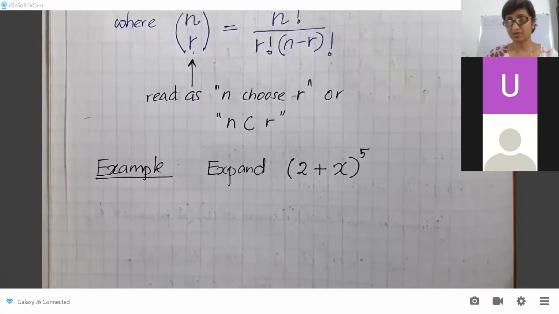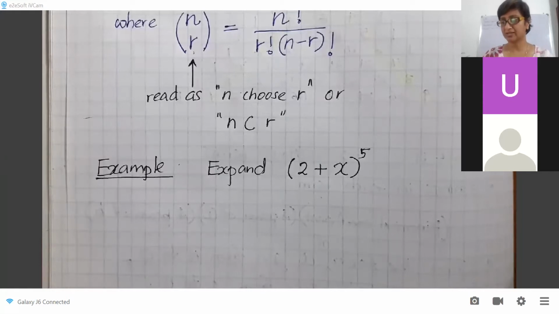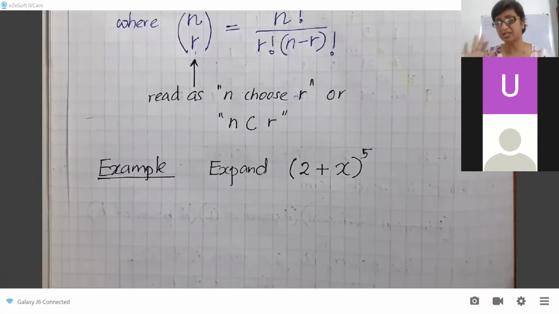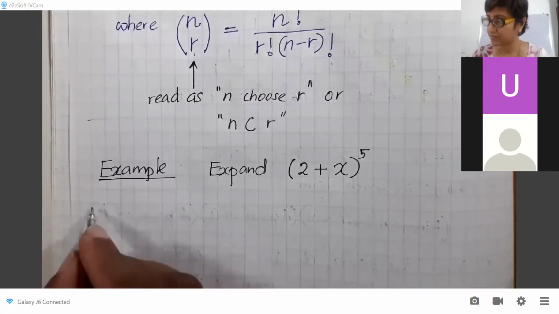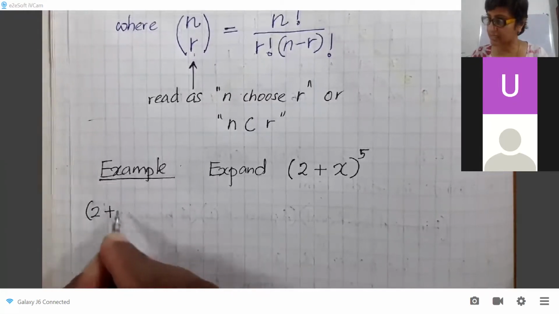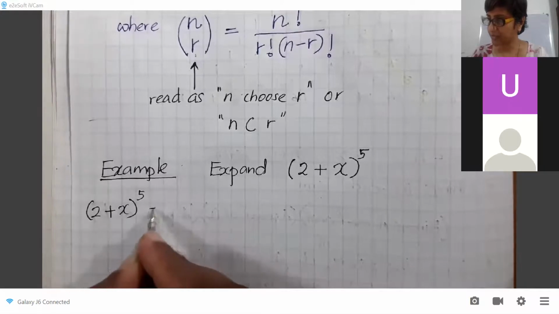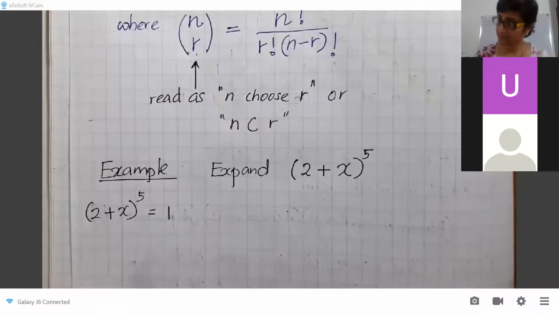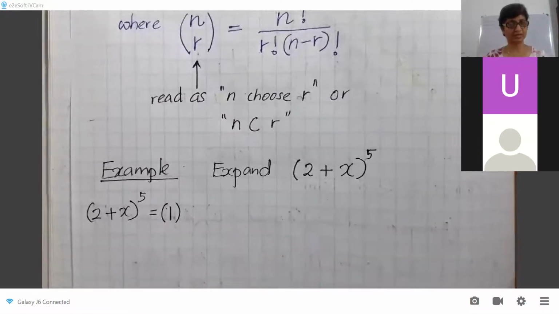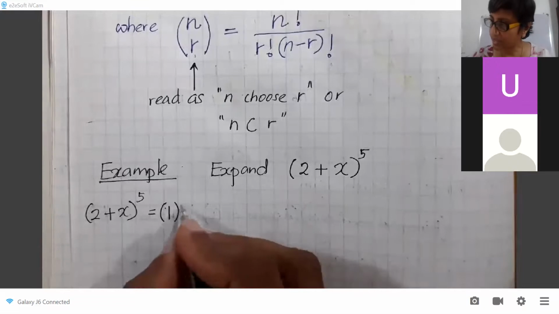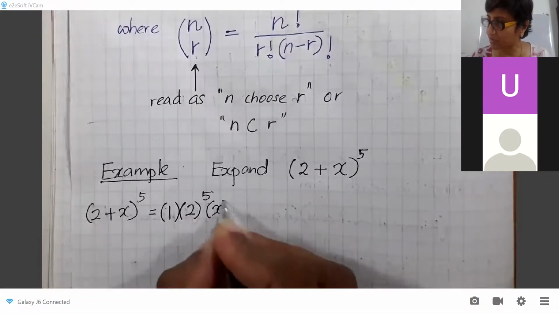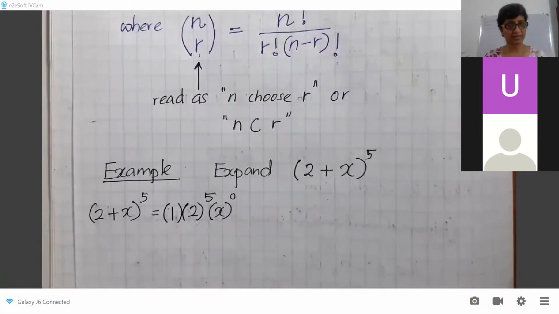Now, if you think in terms of Pascal's triangle, you can look at your triangle and get the coefficients, but let's try getting the coefficients using this formula. I just want to show you that. So I'm going to write 2 plus x to the power of 5. Now the first term coefficient is 1. I will put brackets, that's the coefficient, and then I would have 2 to the power of 5 and x to the power of 0. That's my first term, correct?